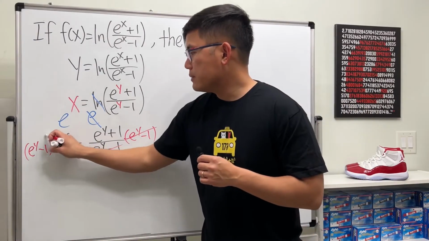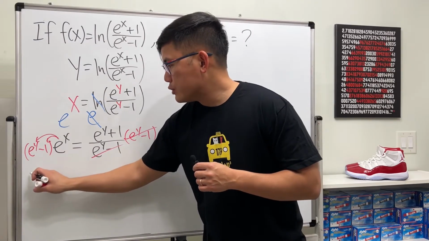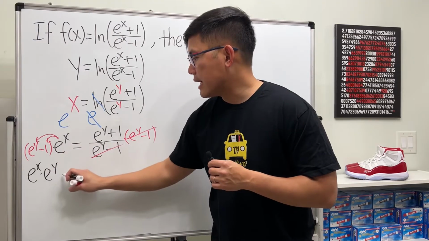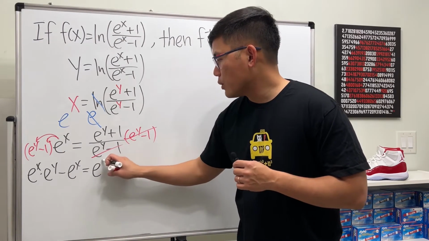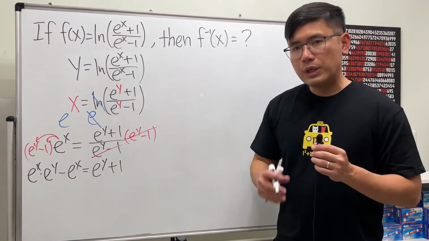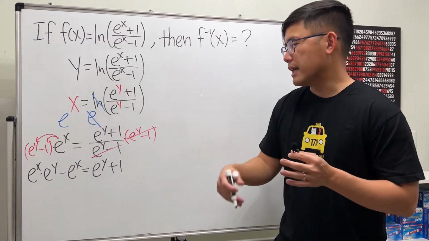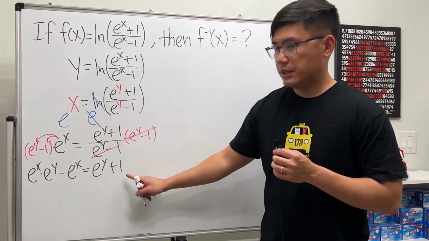And then right here, as always, let's try to distribute it. This times that, I will just write it as e to the x times e to the y. This times that is minus e to the x. And this is equal to e to the y plus 1. Now, as always, we are going to put all the terms that have the y on one side and then the rest on the other side. So I will bring this to there. I will bring this to here.